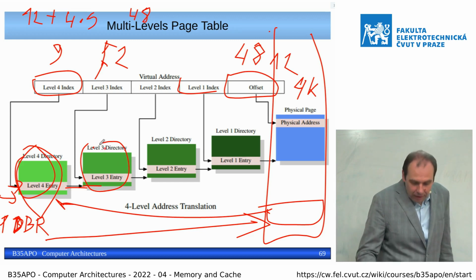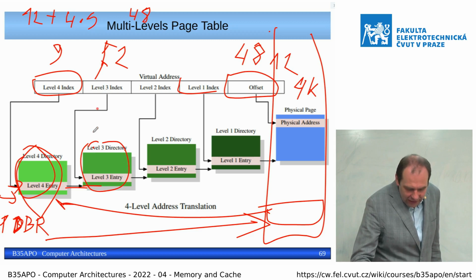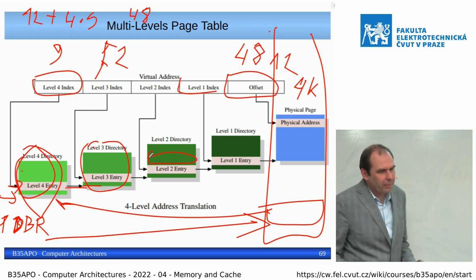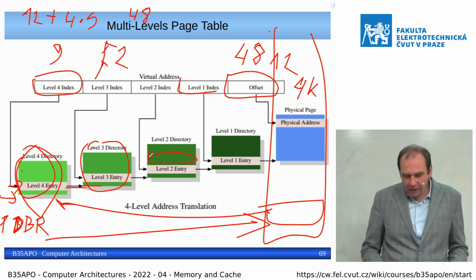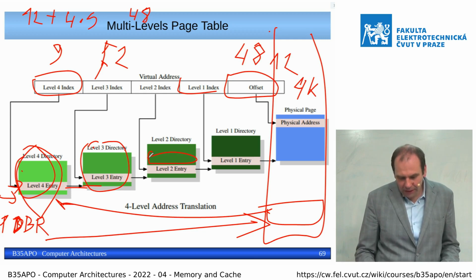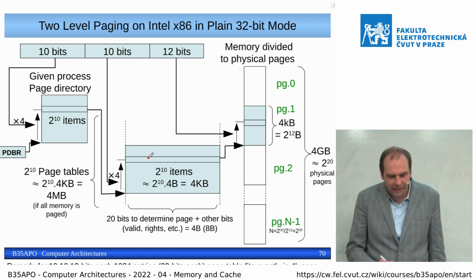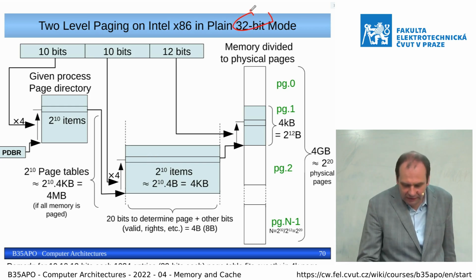And because we do not need to add the tables for those parts which are not used, we do not have so big a waste of memory to keep all our page tables. Okay, so there is a simple case for the Intel in 32-bit mode.